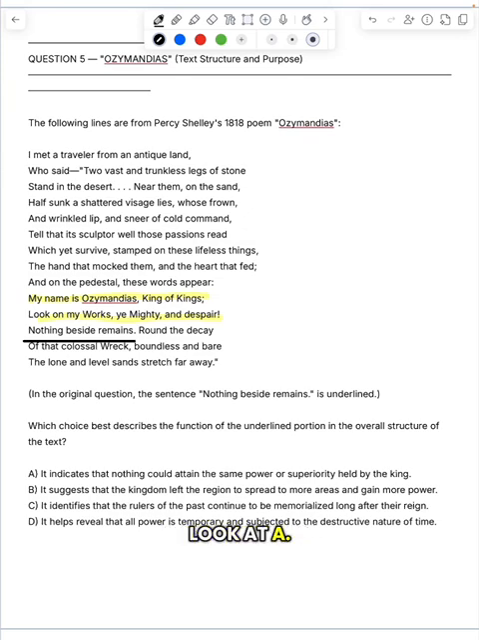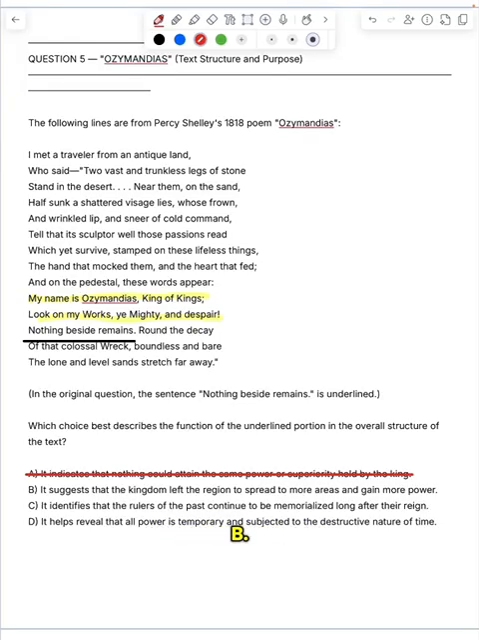So now let's look at A. It indicates that nothing could attain the same power or superiority held by the king. So this is the opposite of what the poem is saying. The poem isn't saying that the king's power is eternal and unmatchable. It's really showing that his power has decayed over time and that nothing he boasts about matters anymore.